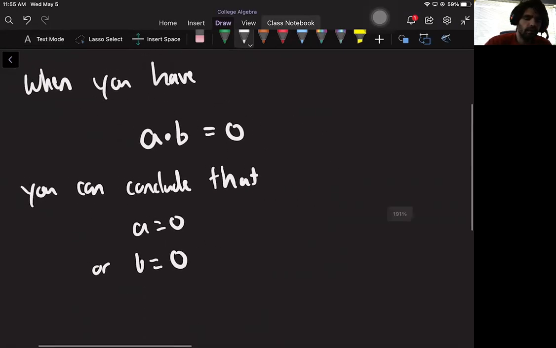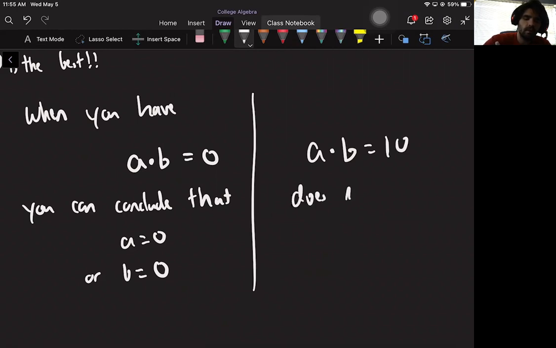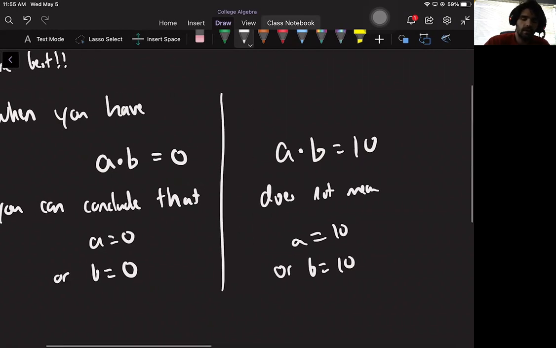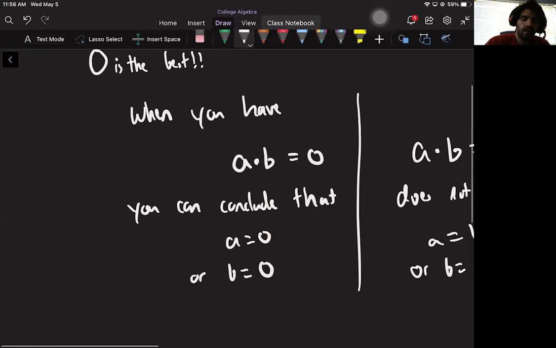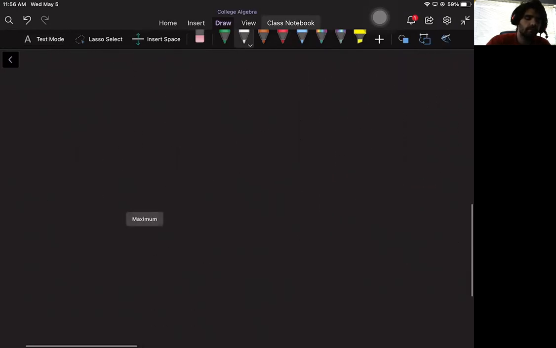It's very different from other numbers. For example, this does not work for like 10. Like if you have A times B equals 10, that does not mean anything. It doesn't mean A equals 10 or B equals 10. So it's a very special number. Zero is a very special number because it's the only number that does this. And so that's what we're going to use a lot today. Okay, so it doesn't work for other numbers like 10. Okay, so let's see where this comes into play.